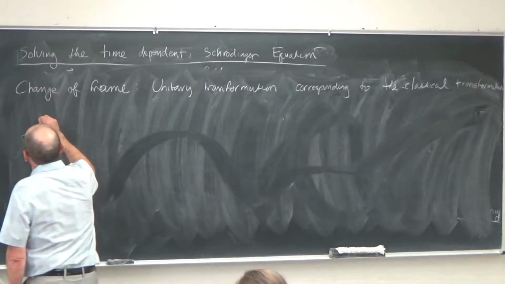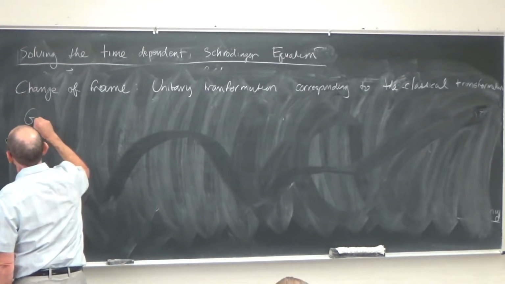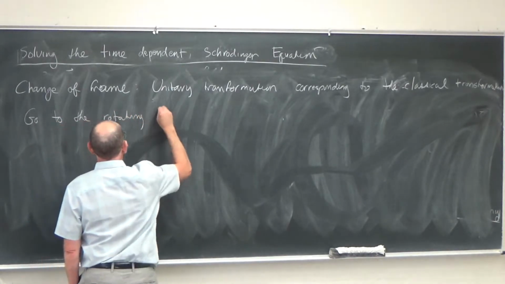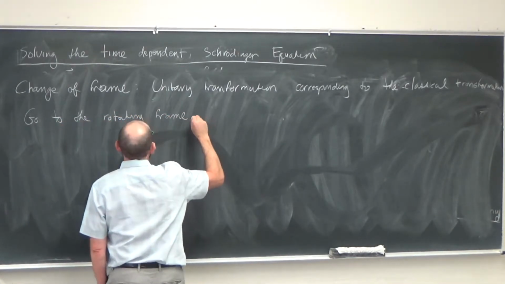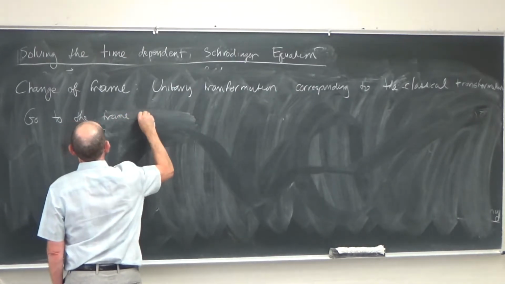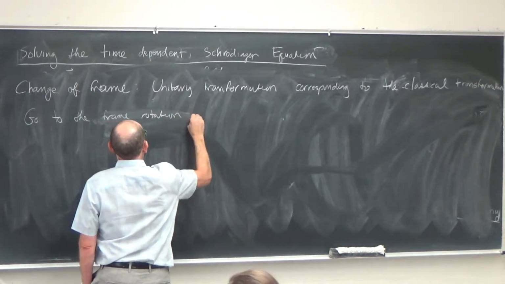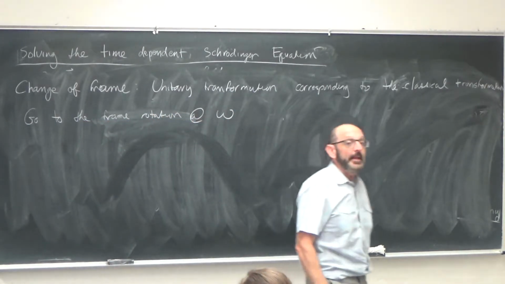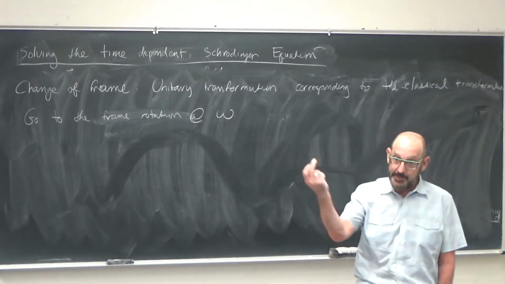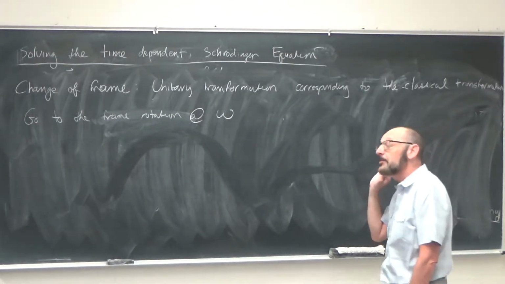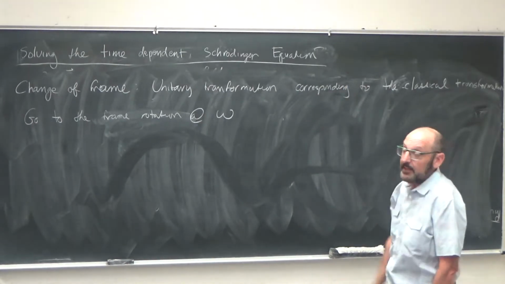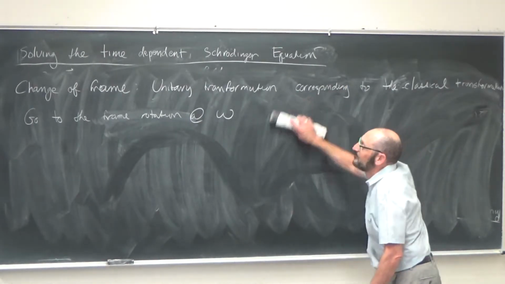So I want to go to the rotating frame. Let's just say the frame rotating at omega. Okay? That's the applied frequency, not the natural resonance frequency, but the applied frequency, because in that frame, the magnetic field will all appear static. All I'll have is, well, you see how it works.